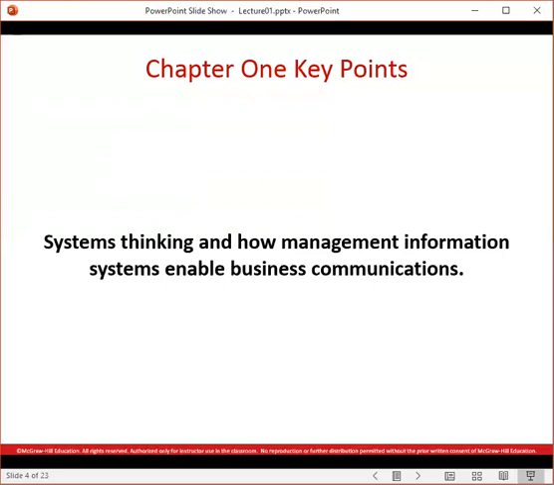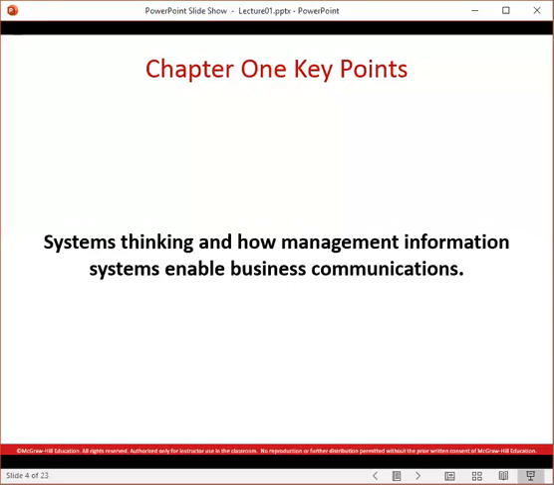Feedback is information that returns to its original transmitter and modifies the transmitter's actions. Feedback helps the system maintain stability. Management information systems is a business function, and it moves information about people, products, and processes across the company to facilitate decision-making and problem-solving.